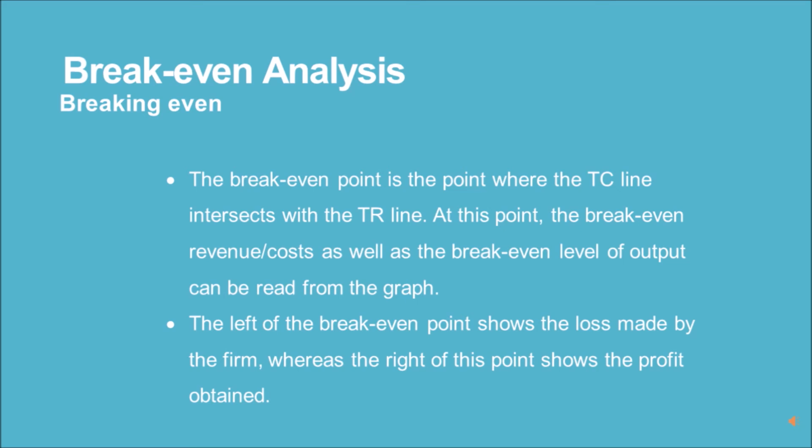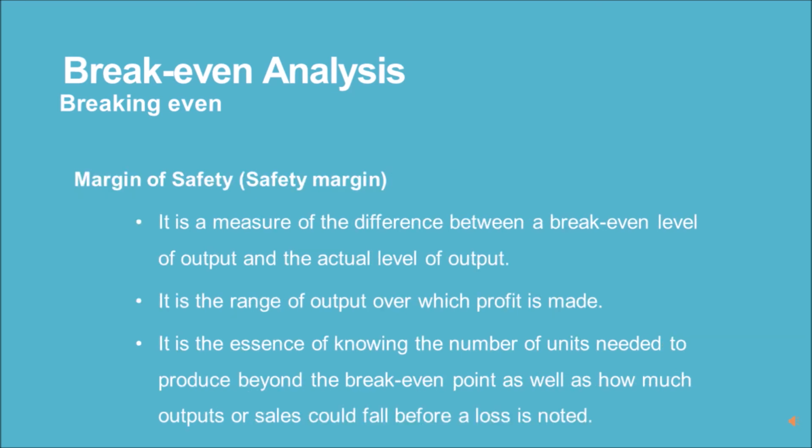At this point, the break-even revenue, costs, as well as the break-even level of output, can be read from the graph. The left of the break-even point shows the loss made by the firm, whereas the right of this point shows the profit obtained. Margin of safety, safety margin.